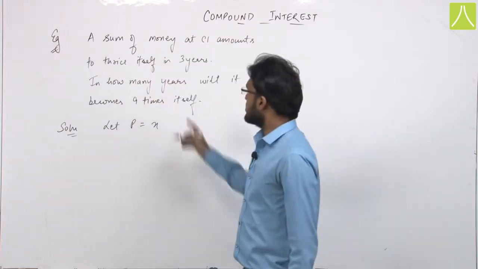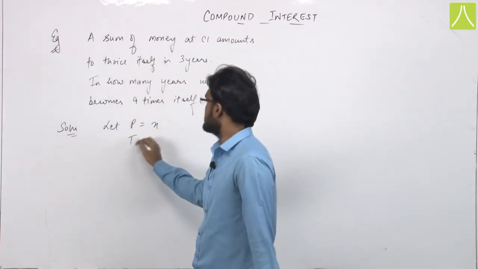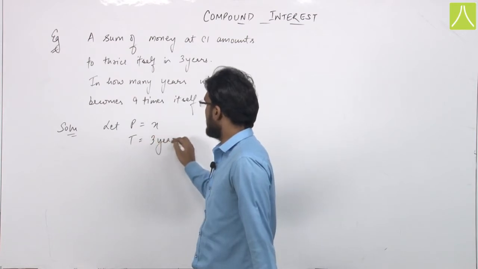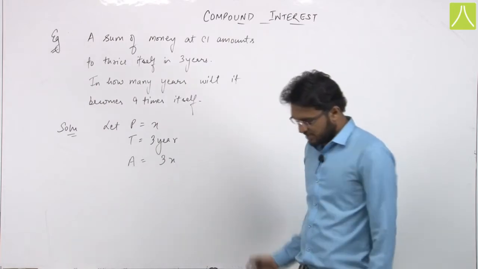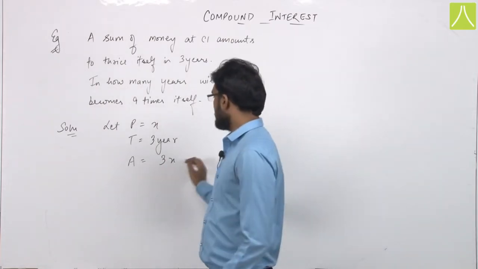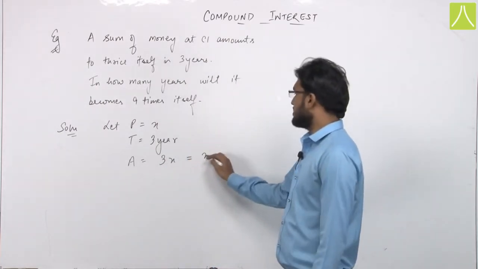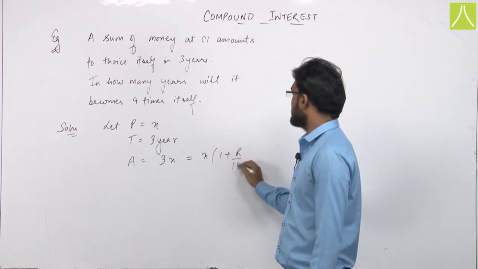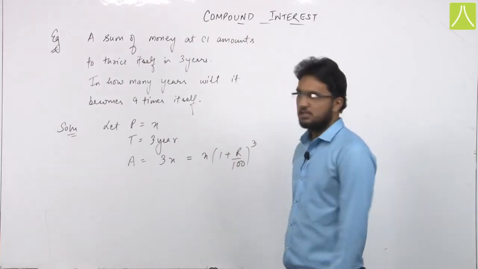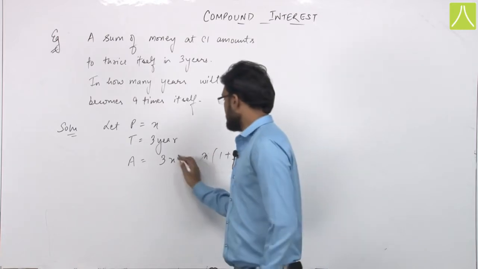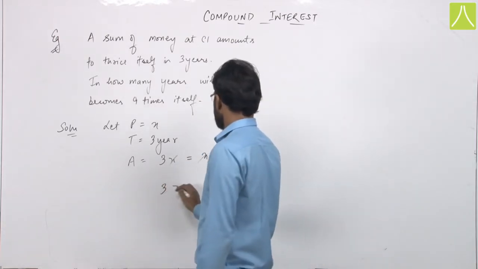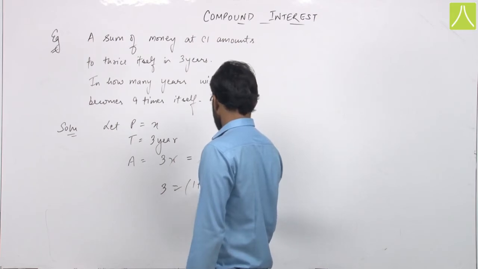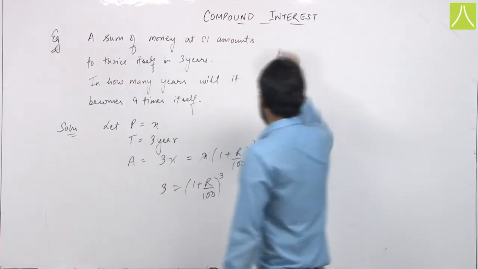Then for the thrice, that is in 3 years, if I say about the time that is 3 years, the amount will be equal to 3x. So basically, using the formula for the amount, which is equal to principal into 1 plus rate upon 100 whole power n, that is 3. Solving this equation, we will be getting the rate of interest, or I can say that 3 will be equal to 1 plus r upon 100 whole power 3.